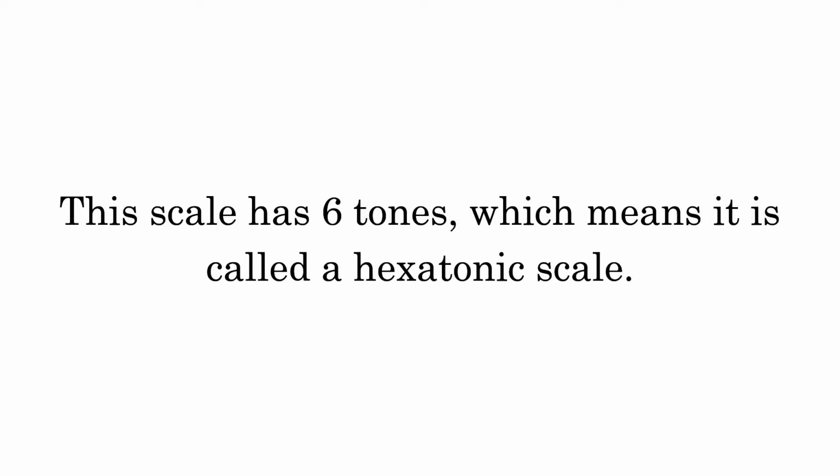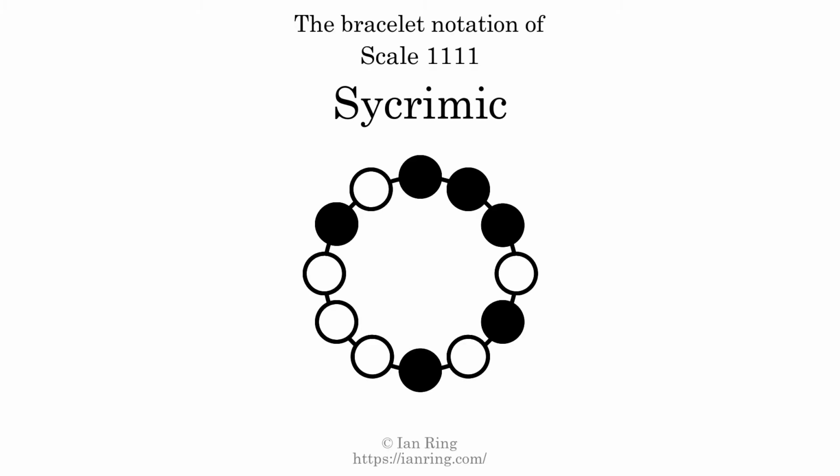This scale has 6 tones, which means it is called a hexatonic scale. This is a bracelet notation diagram of scale 1111. The shaded circles represent tones that appear in the scale, and they are read clockwise, starting at the top.